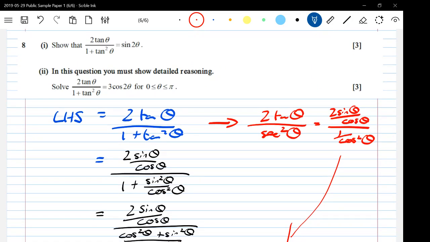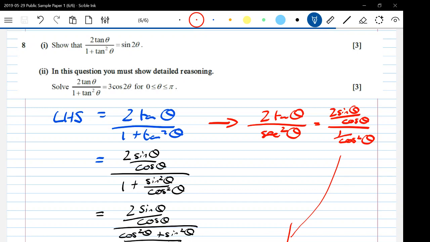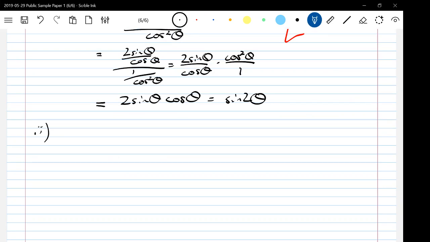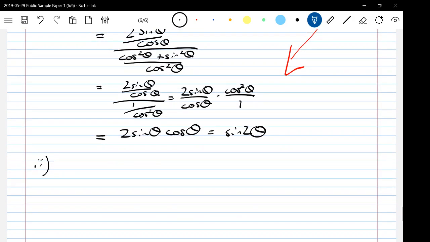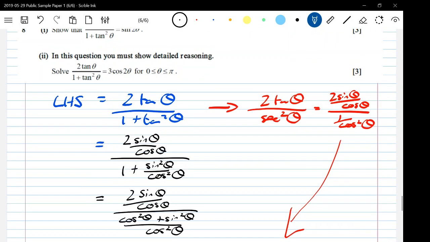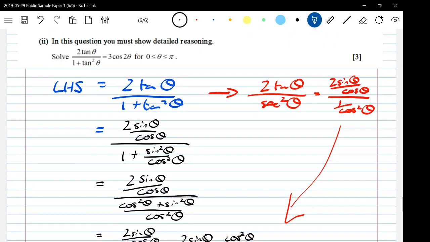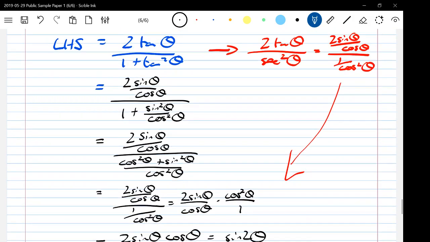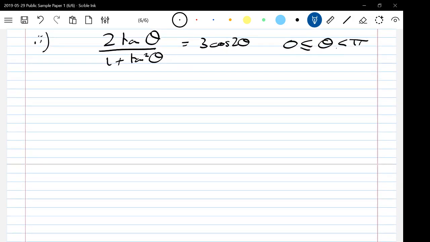Part 2. In this question you must show detailed reasoning. Solve the equation. So they've given us the identity from the first part. It's now equal to 3 cos 2 theta. So in part 2, we're showing detailed reasoning. So, you know, I'm going to be careful here that I do every single step. So 2 tan theta over 1 plus tan squared theta is 3 cos 2 theta. And we're going for theta between 0 and pi. It can be equal to each of those things.